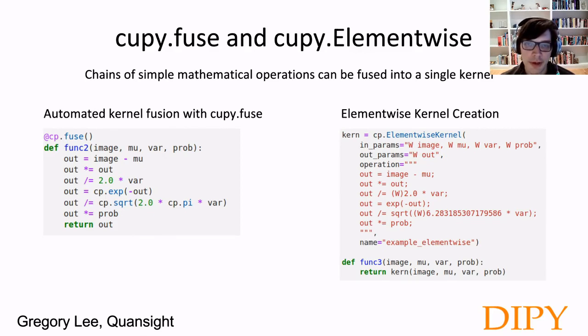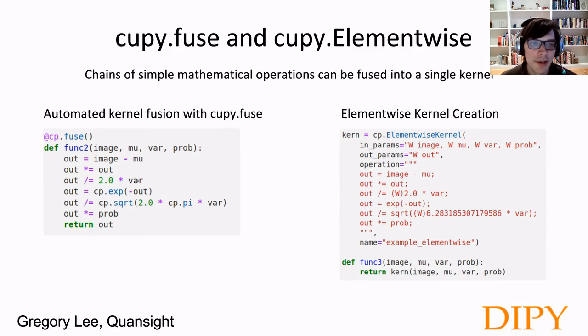So a couple other aspects of CuPy I wanted to cover were Elementwise kernels and fusion of basic CuPy operations into a single kernel. If we look at a function like the one on the left, if we ignore this decorator at the top at first, it's just your standard Python function where you're taking in some image and some other variables, we subtract the mean, square the image, divide by 2 times the variance, exponentiation and square root and so forth, and basically return the result of that.